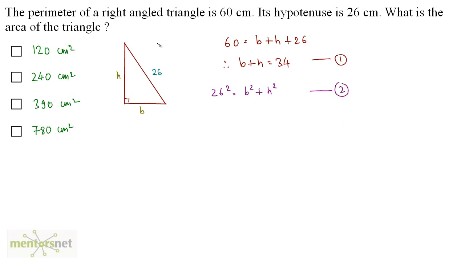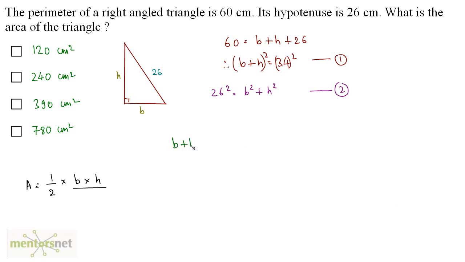Okay. Now we have been asked what is the area of a triangle, and area of a triangle is equals to half into base into H. So you need B into H. So there's a trick here. Now what you can do is you can square this equation 1 on both the sides, right? Now you have to subtract equation 2 from equation 1. Let's do it and see what happens.